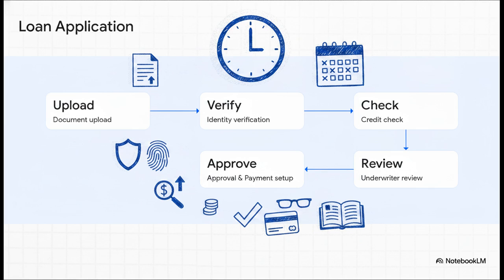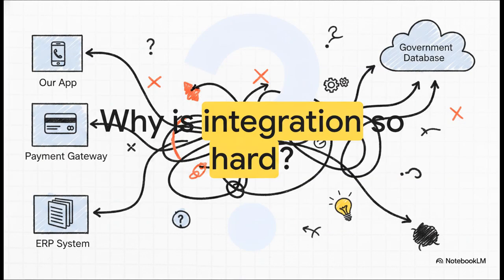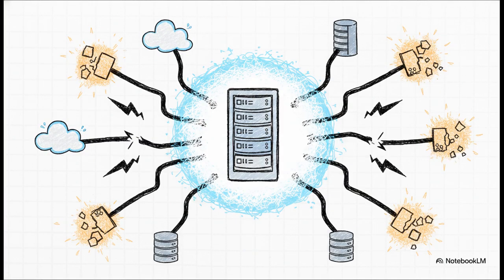And as we connect these intricate workflows to external systems, like linking our app to a payment gateway, an old legacy ERP system, or some government database, we have to ask a really tough question. Why is integration so incredibly hard? Honestly, it's hard because the real world is incredibly unpredictable. The biggest mistake architects make is assuming integrations will always just work perfectly.